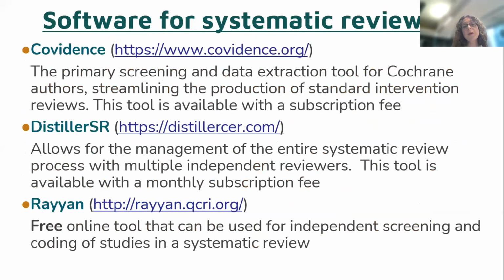There also is software available that can help you with systematic reviews, such as Covidence and Distiller SR. They're both subscription-based, and some schools do have access to those. So it does depend on what school you're in. And then there's Liaison, which is a free online tool.